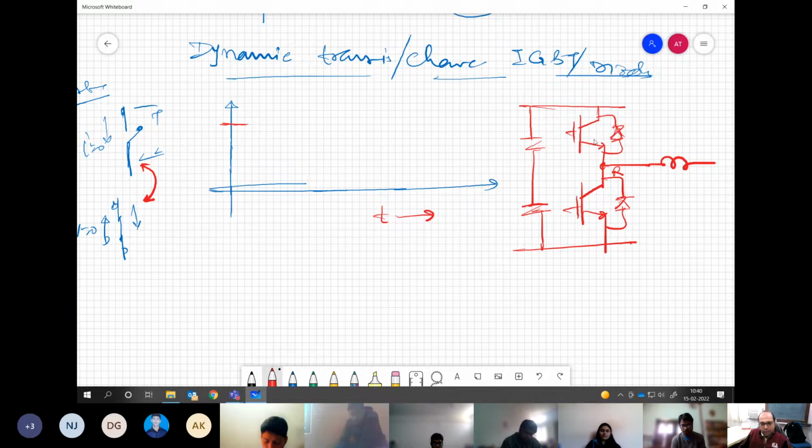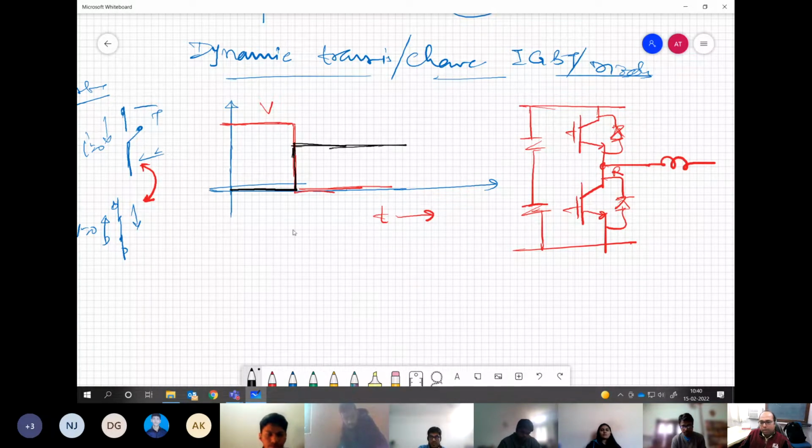Now, practically we know that definitely it's not going to be instantaneous. So if we talk about an ideal device, it is off, which means voltage is high, and when the gate pulse is applied, it will immediately go to zero voltage across the device. And current, on the other hand, which will be zero up to this point, will suddenly rise to the maximum value. That will be the ideal characteristic. But we know that definitely that's not going to happen. Correct? There is certainly going to be a delay.